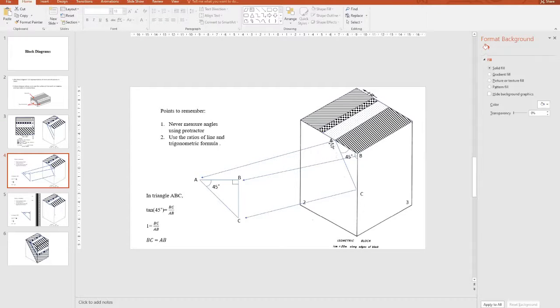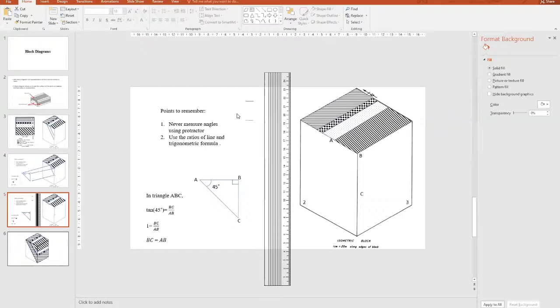For example, here in triangle ABC, the triangle is a right triangle. 45 degrees is the dip angle that we have already been given. We can measure the line length of AB, and through a trigonometric identity we can write tan 45 equals BC over AB. Since tan 45 is 1, BC is equal to AB. That means the length of BC, or the vertical depth, is simply equal to the measure of this line AB.